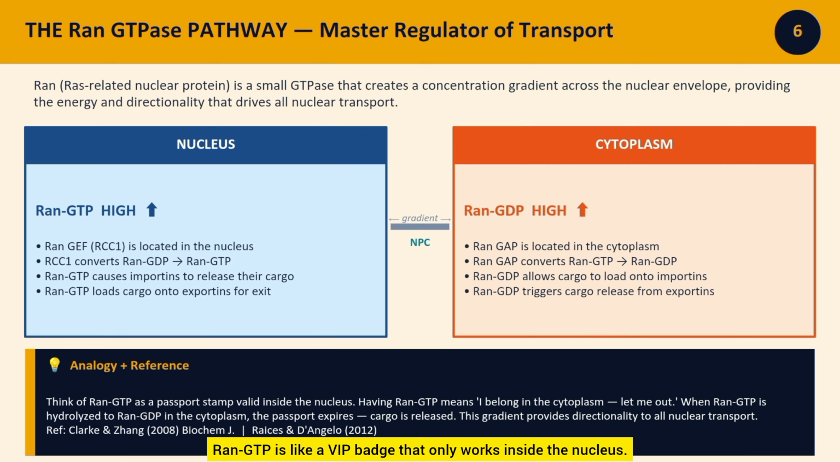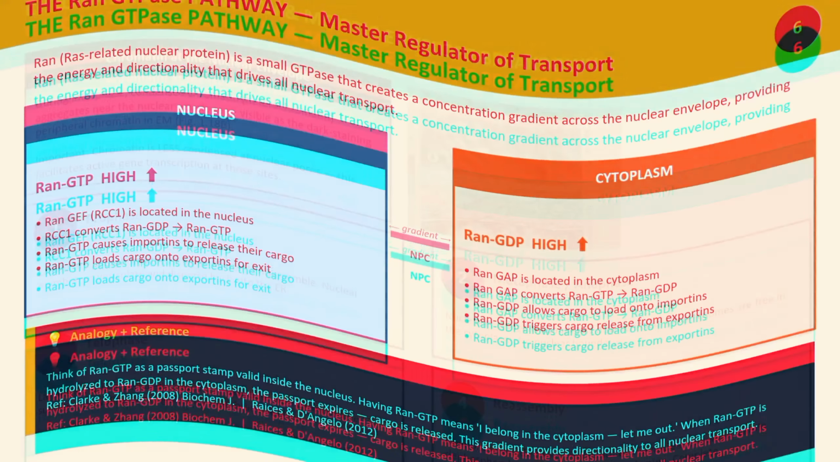Think of it this way. RAN-GTP is like a VIP badge that only works inside the nucleus. When you have that badge, cargo gets released from importins and loaded onto exportins. When you leave the nucleus, your badge expires, and cargo falls off the exportin into the cytoplasm. This gradient is completely self-maintaining. As long as the cell keeps RCC1 in the nucleus and RAN-GAP in the cytoplasm, the system runs continuously. The key references are Clark and John 2008, and Rees and D'Angelo 2012.